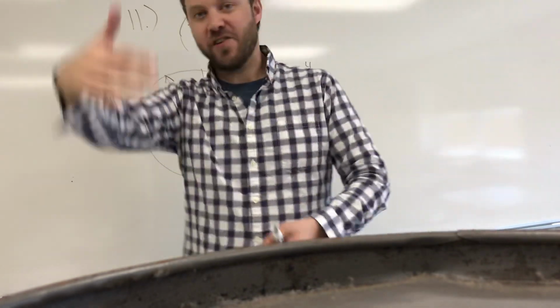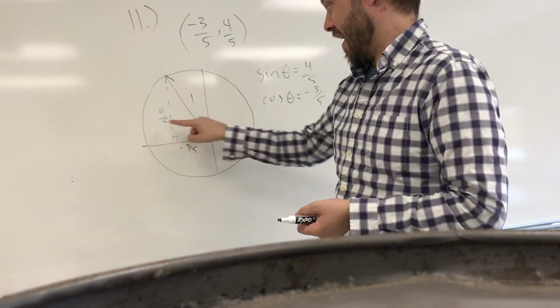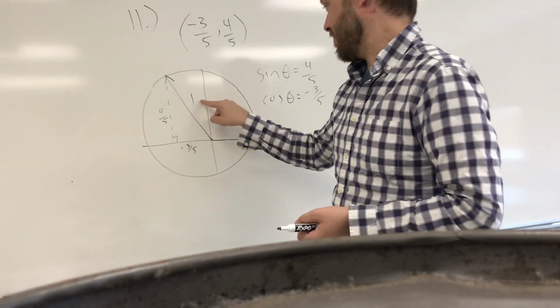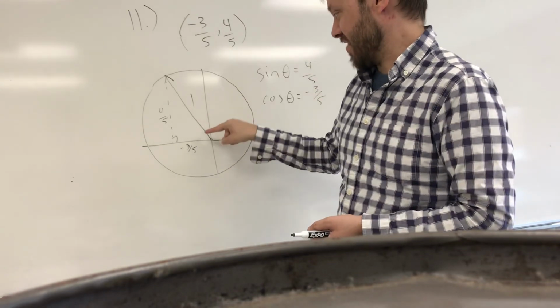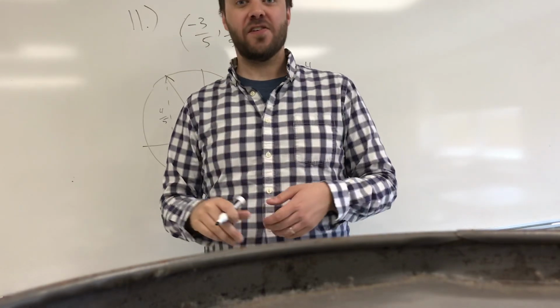Again, if that totally went over your head, it doesn't matter, okay? Because sine is opposite over hypotenuse. 4/5 over 1 is 4/5. Cosine is adjacent over hypotenuse, still going to give you -3/5. So either way, you're okay.